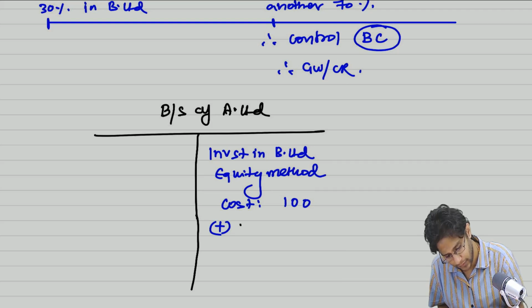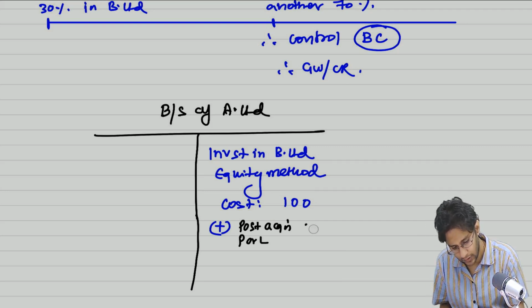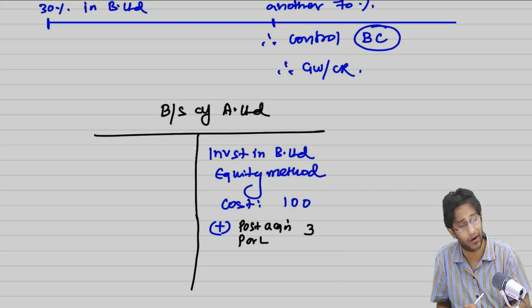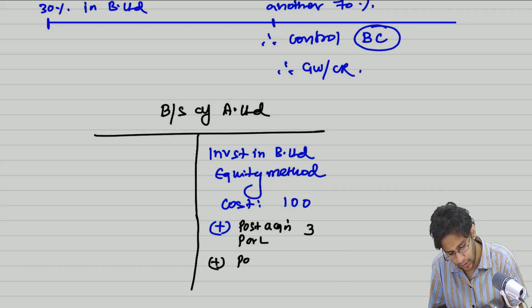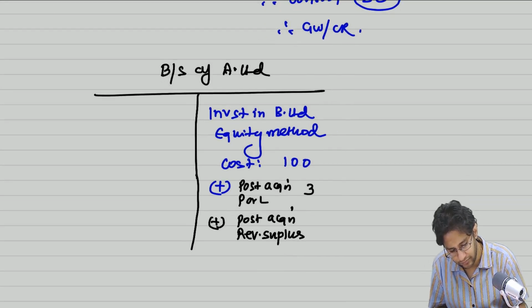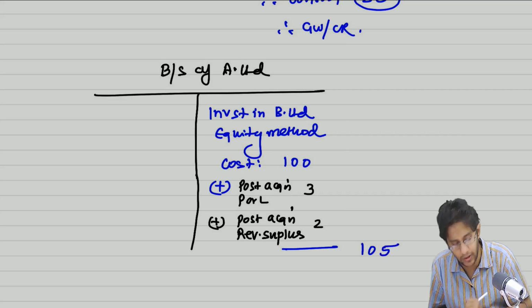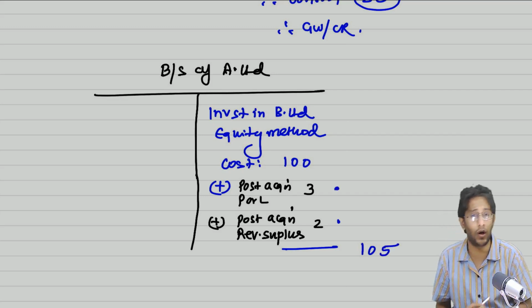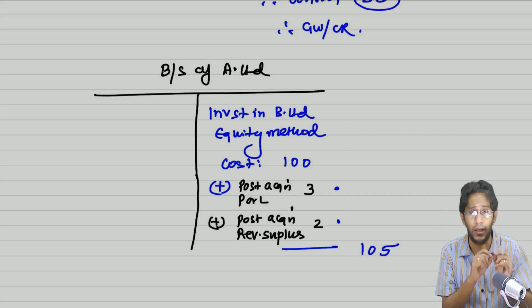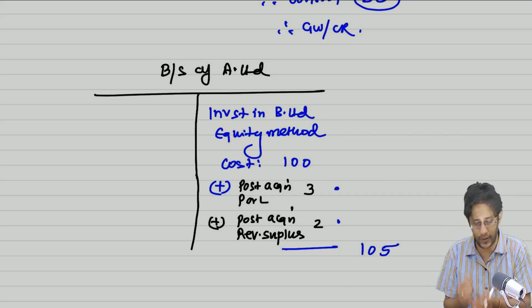Let us say post-acquisition profit and loss, in this sum 3 lakh rupees we have added. Post-acquisition revaluation surplus, let us say another 2 lakh you have added. So total this investment today in your books is appearing at 105. These 3 and 2 are not your profits, they are profits of B Limited. B Limited's profits, 30% you added to your investment.